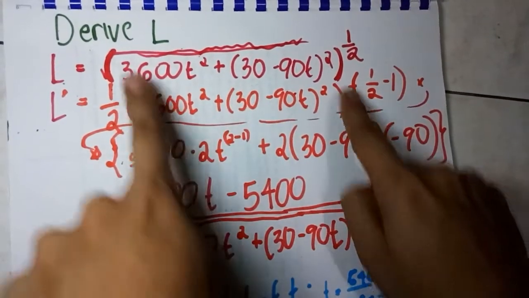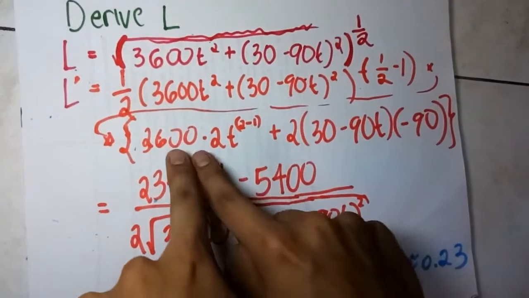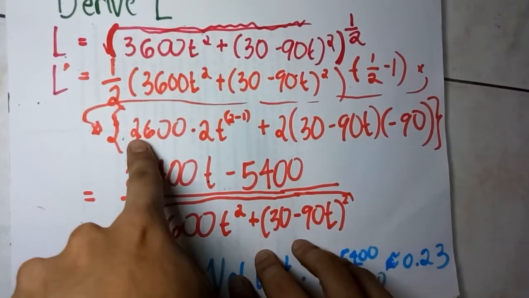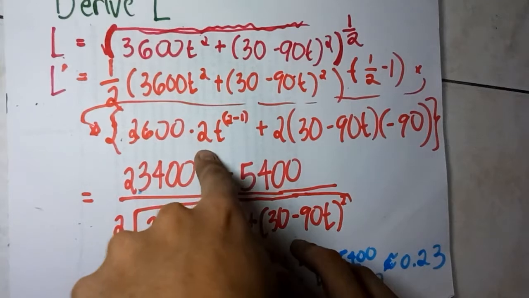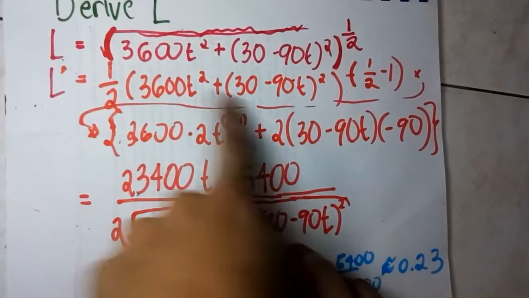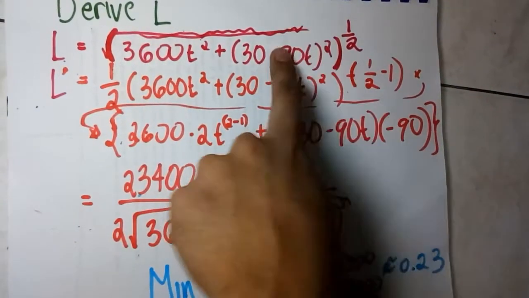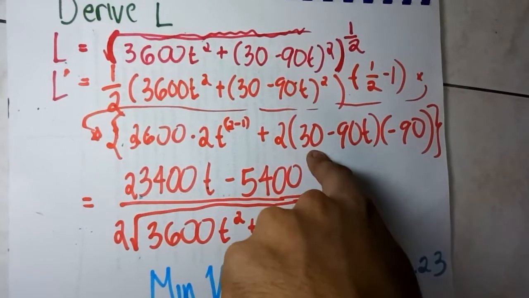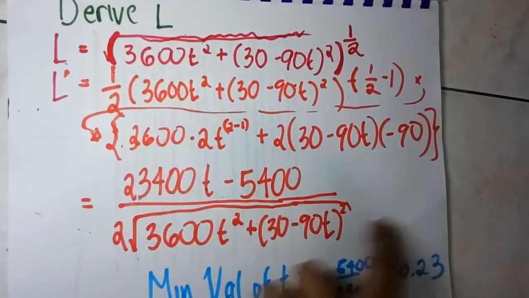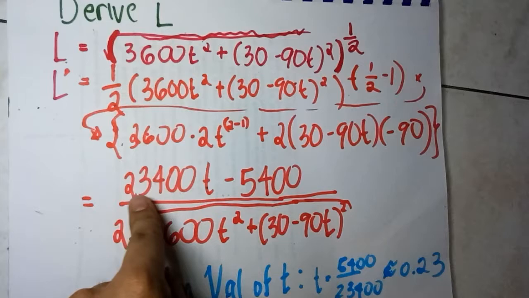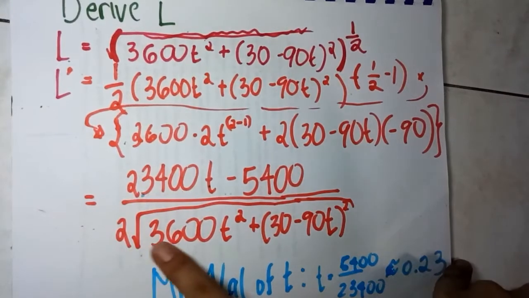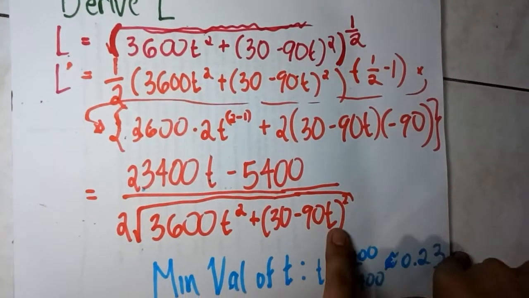And then the next thing we're going to do is derive the inner part. We're going to derive each part separately. So 3600 times 2t raised to 2 minus 1, that's the derivation of this one, and then this one, which is 2 times the quantity 30 minus 90t times negative 90. We're going to simplify that, and then the answer is (23,400t minus 5,400) all over 2 times the square root of 3,600t squared plus (30 minus 90t) squared.